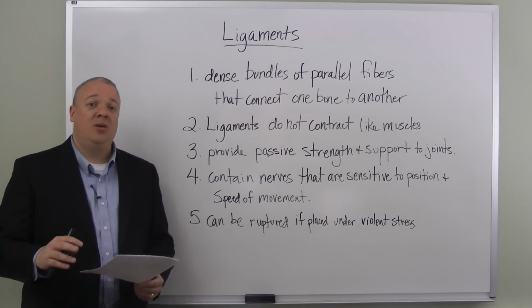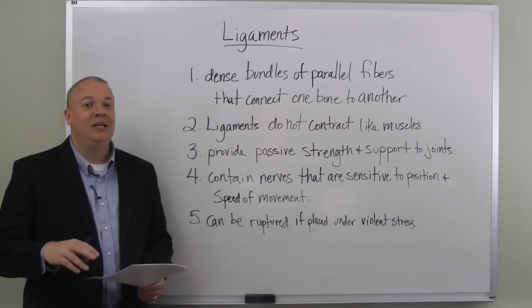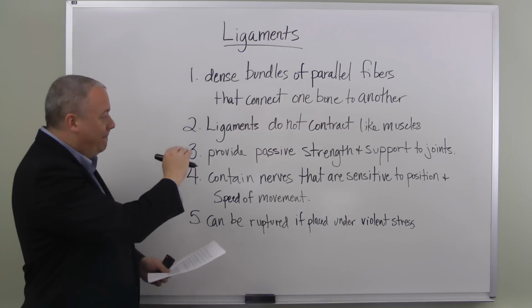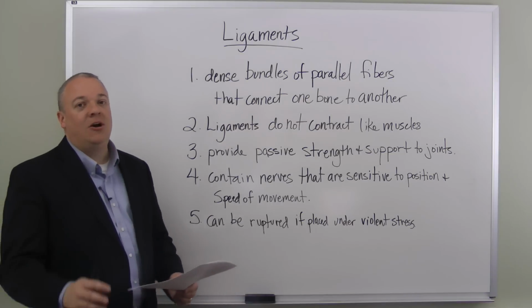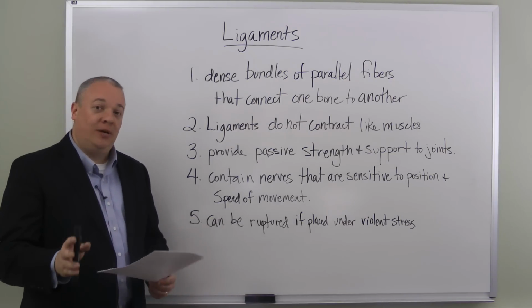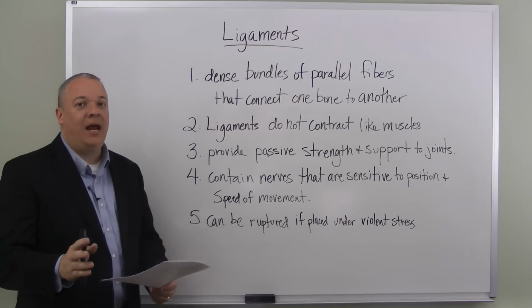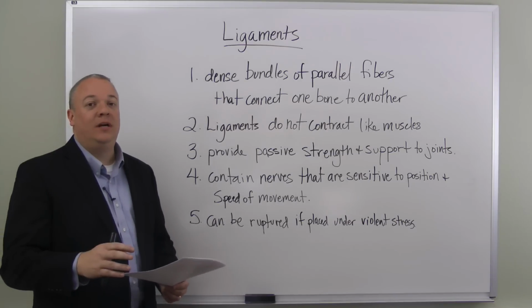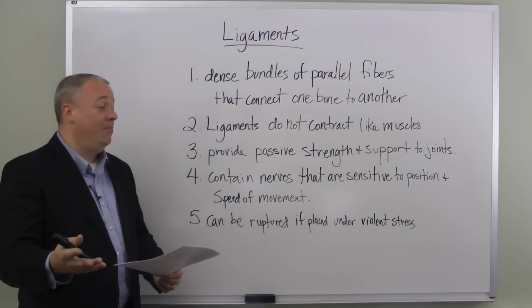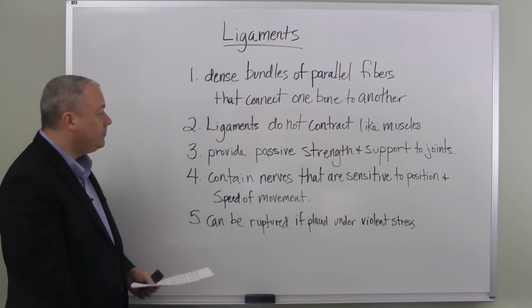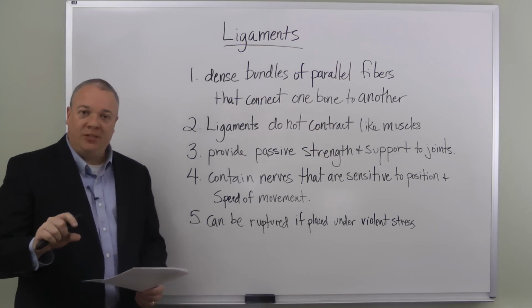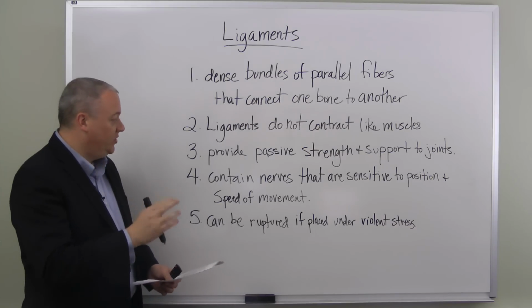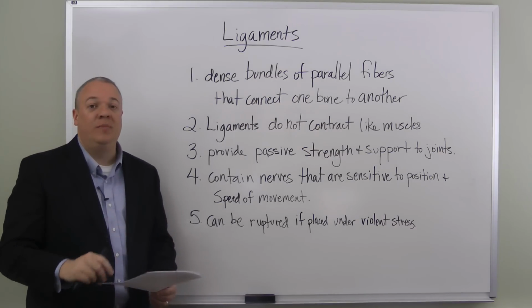They are not there to provide movement like muscles. Their job is a passive strengthening and supporting of the joints. So ligaments are a passive way to strengthen and support joints. They do not contract nor provide the same sort of things that a muscle fiber would provide to the body. Ligaments also contain nerves, and these nerves are especially sensitive to position and speed of movement.